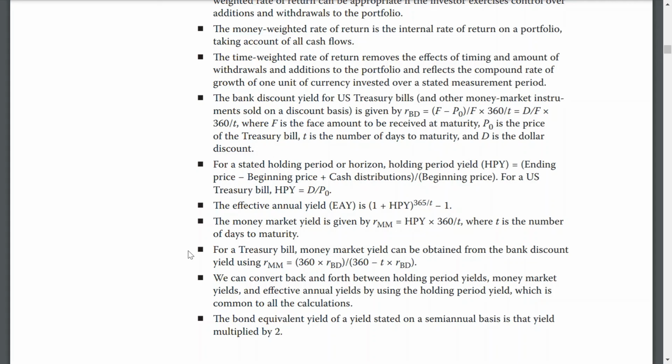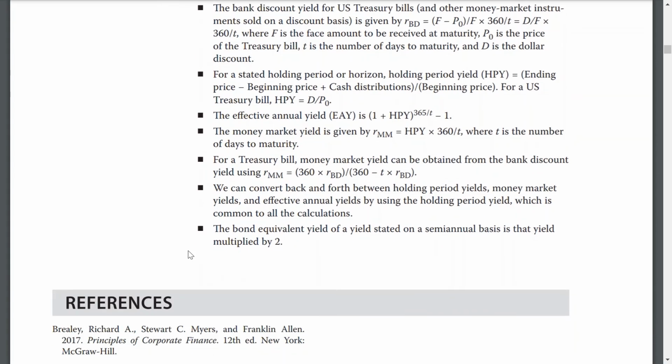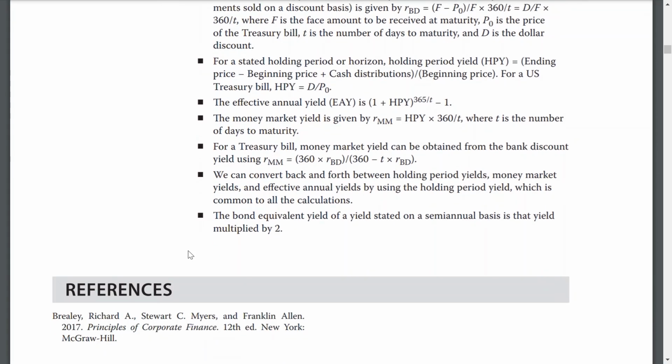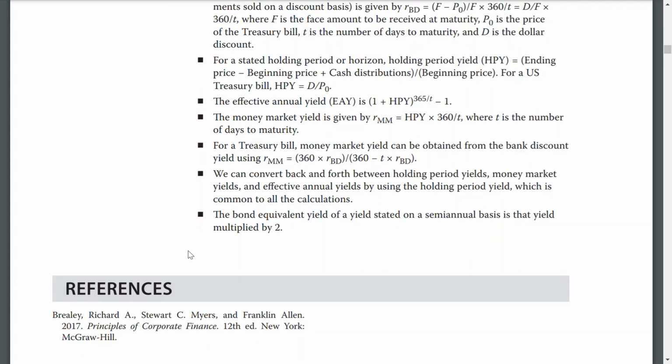For a stated holding period or horizon, holding period yield, HPY, equals the ending price minus the beginning price plus the cash distribution, divided by the beginning price. For a U.S. Treasury bill, HPY is equal to D divided by P0. The effective annual yield, EAY, is 1 plus HPY to the power of 365 divided by T, minus 1. The money market yield is given by RMM = HPY × 360/T, where T is the number of days to maturity.